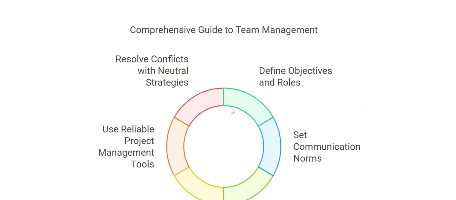And here is a diagram summarizing the comprehensive guide to team management. All these strategies are related, completing each other, and by doing so, it's a closed circle, one related to the other, as we have here: define objectives and roles, set communication norms, create a collaborative culture, celebrate successes, use reliable project management tools, resolve conflicts with neutral strategies.